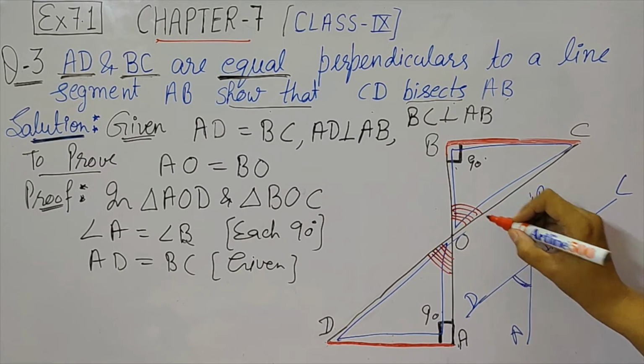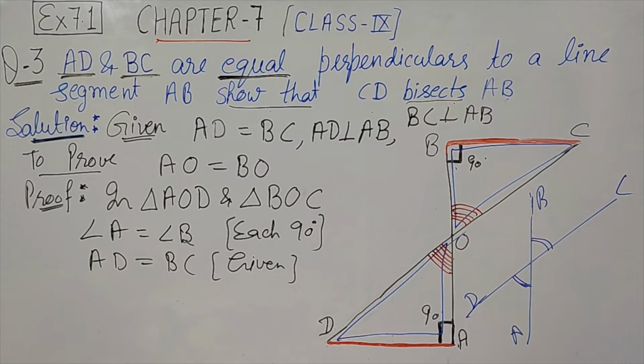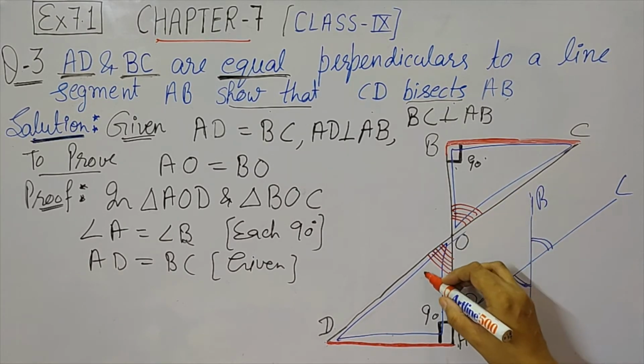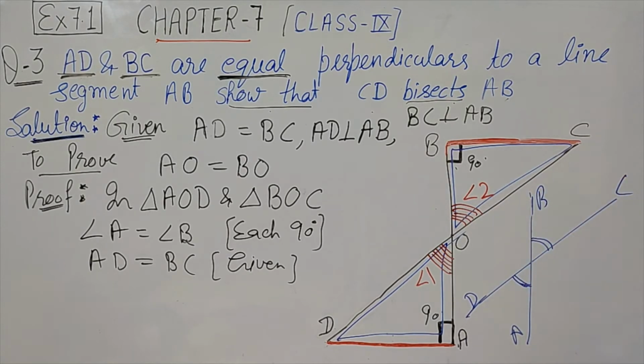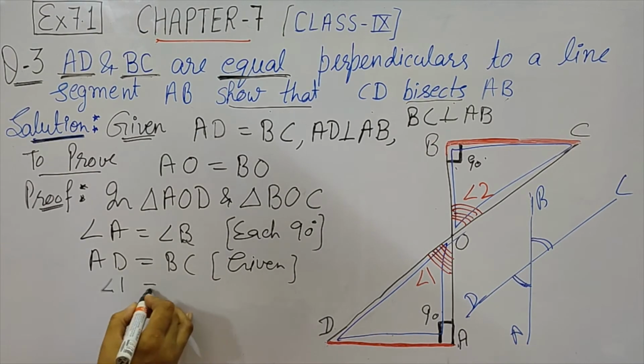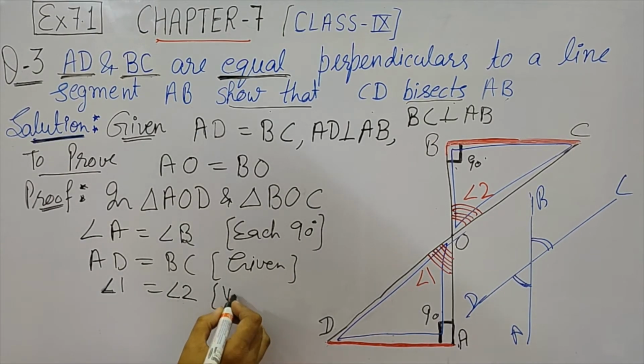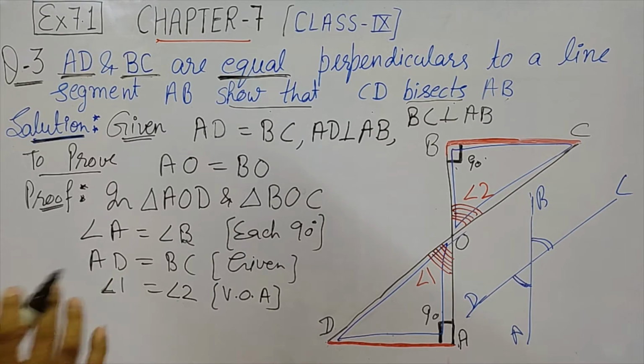So in these questions of exercise 7.1, 7.2 of chapter 7, few things will be given and few you have to find out from your previous knowledge. Okay. So these two angles are forming vertically opposite angles and we know vertically opposite angles are always equal. So we can write here the third thing, angle 1 is equal to angle 2, vertically opposite angles. So three things we have written.